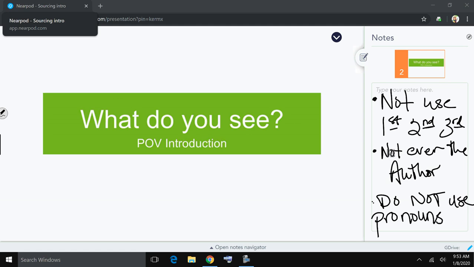So those are the general notes that we have already discussed. When we're looking at perspective or point of view, we want to be able to not use those things. Again, if your English teacher tells you to use them, then that's fine. That's a whole different way of writing than the way that I'm trying to teach you as a historian. Are we clear?